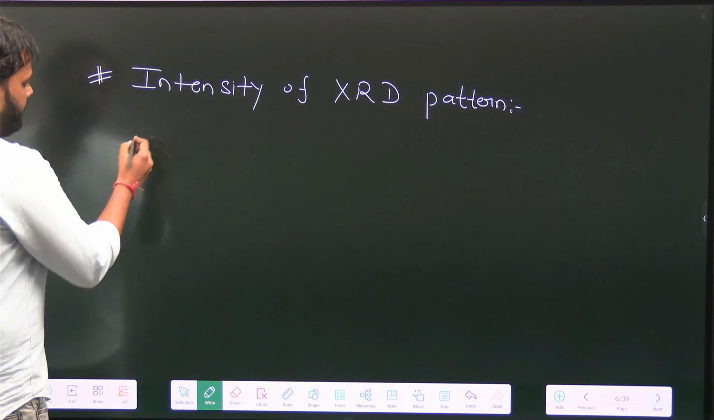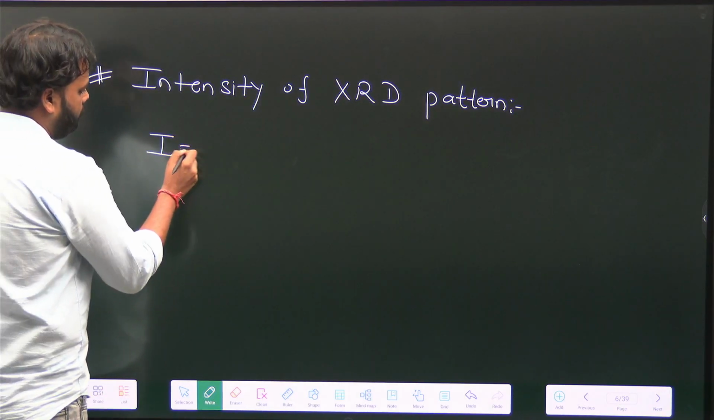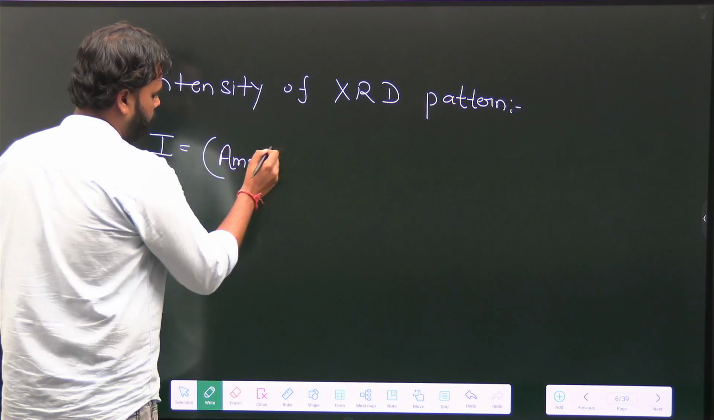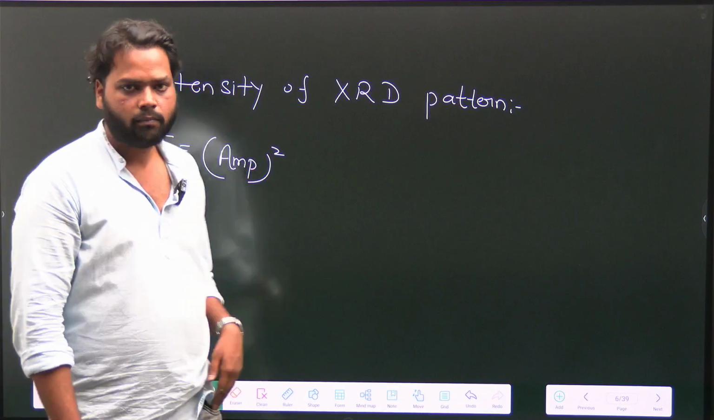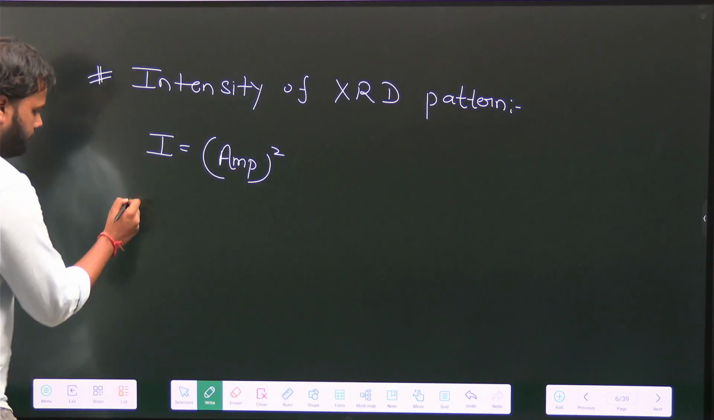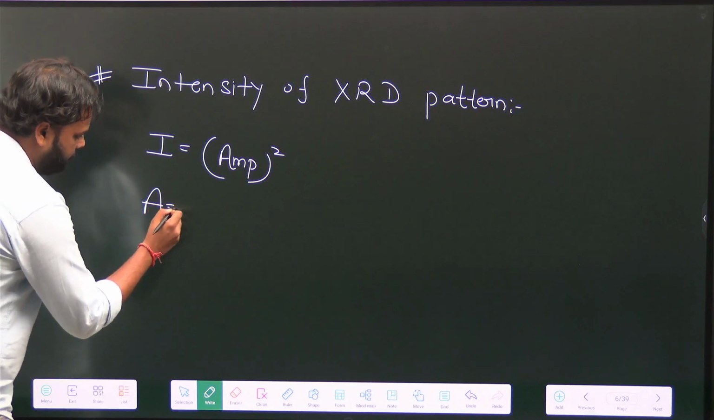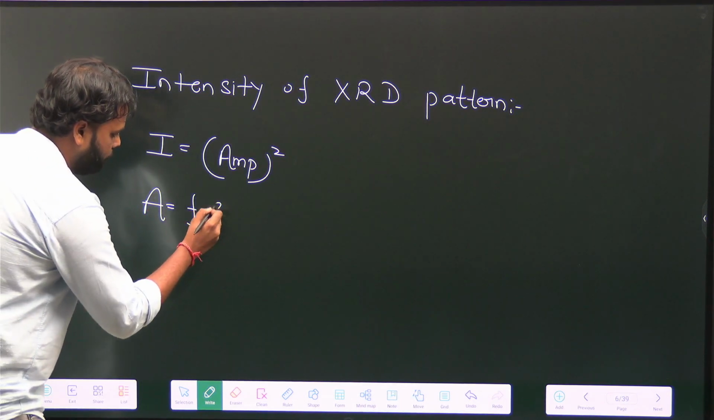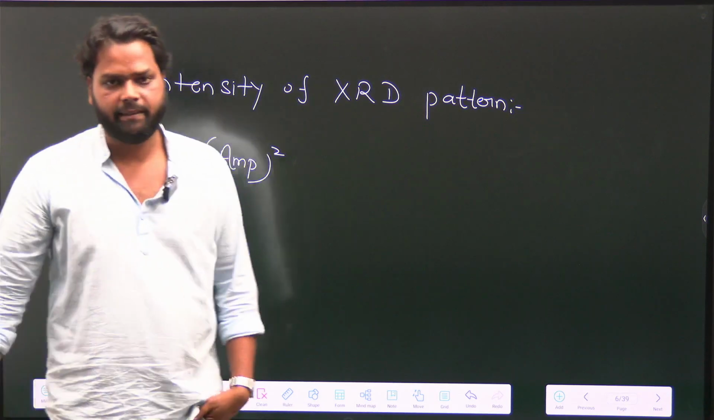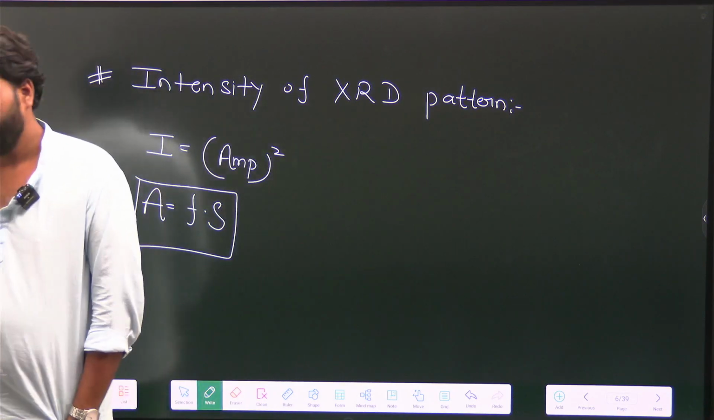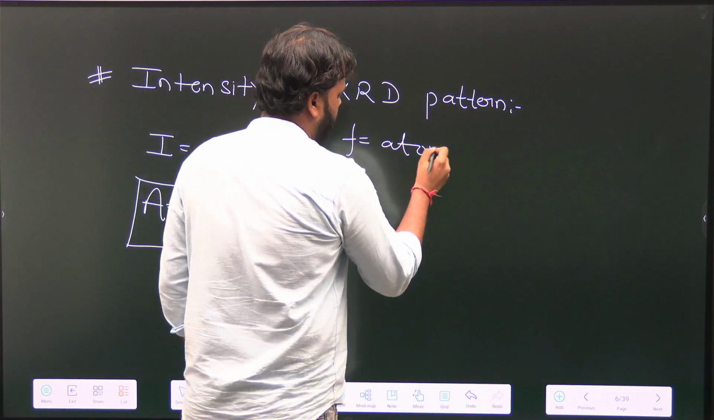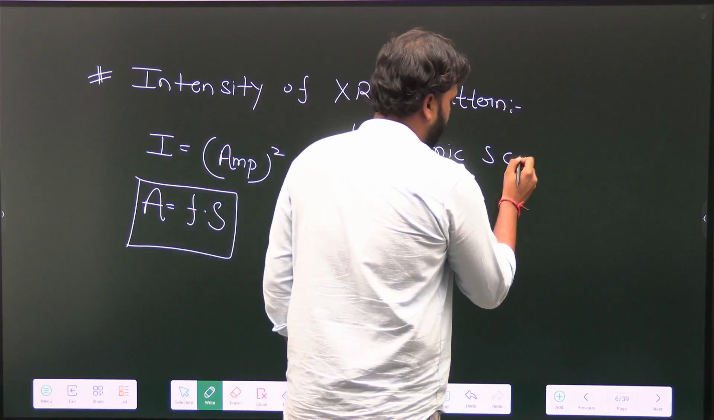Intensity of XRD pattern. So the intensity, we all know that it is the square of the amplitude. Now, here the amplitude A is equal to F into S. What is the F here? F is the atomic scattering factor.